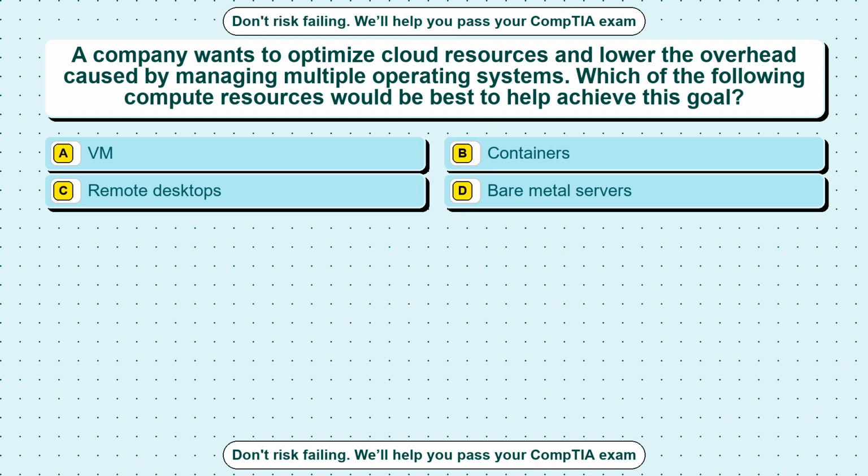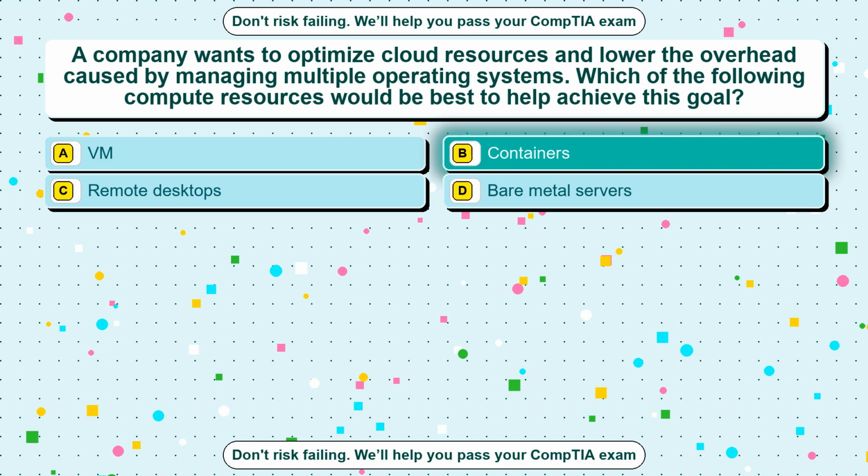Question 15. A company wants to optimize cloud resources and lower the overhead caused by managing multiple operating systems. Which of the following compute resources would be best to help achieve this goal? Option A. VM. Option B. Containers. Option C. Remote desktops. Option D. Bare metal servers.